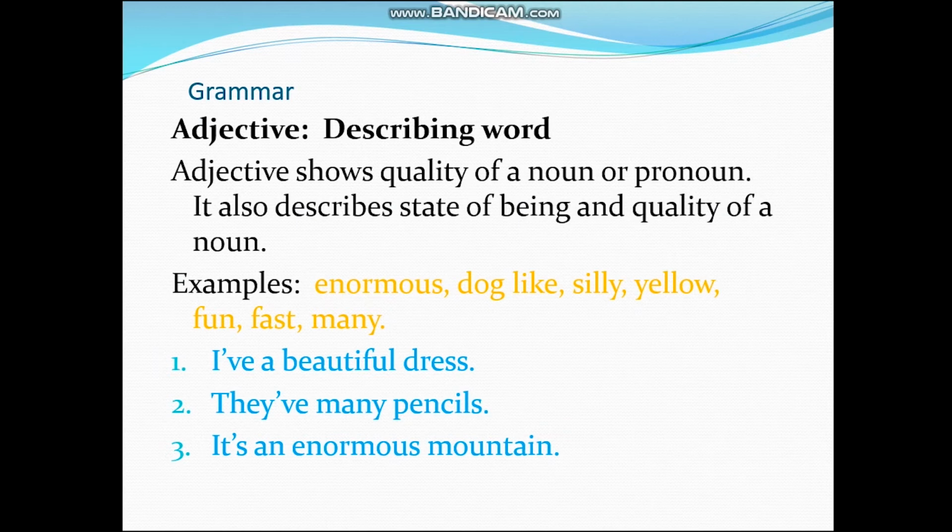Adjective is a describing word. Describing what? It describes the quality of a noun or pronoun. It also describes the state of being and quality of a noun. For example, enormous, dog-like, silly, yellow, fun, fast, many. I have a beautiful dress. They have many pencils. It's an enormous mountain. Here the words beautiful, many, enormous are adjectives that are describing the nouns dress, pencils, mountain.